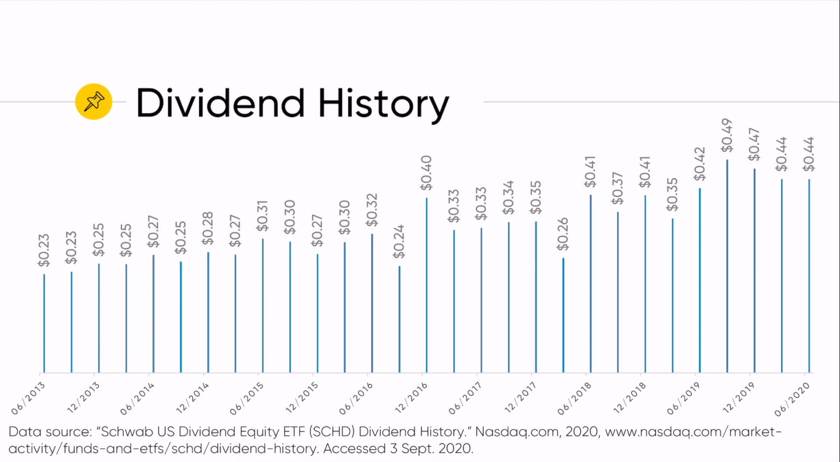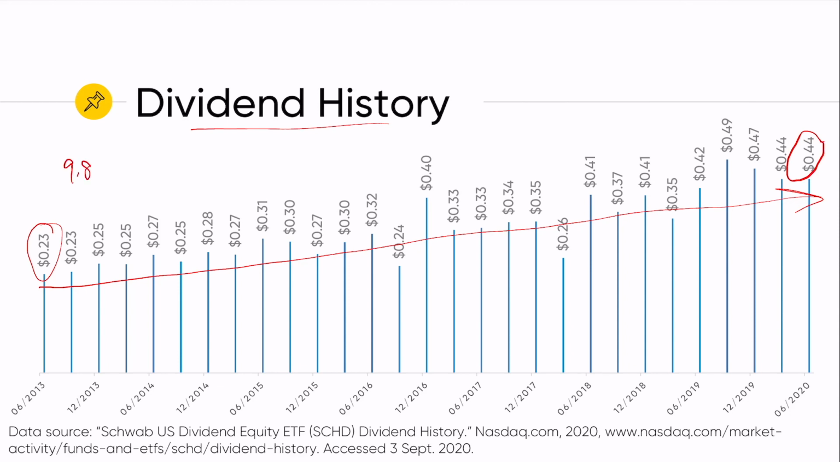Here's the dividend history that Jay suggested I include. So here we see that in general, SCHD's trend has been positive. Looks like the compound annual growth rate here from June of 2013 at 23 cents per quarter to today's dividend at 44 cents per quarter. That's a compound annual growth rate of about 9.8% per year.